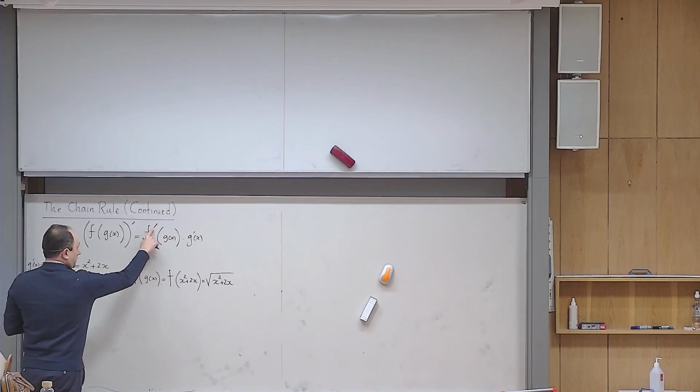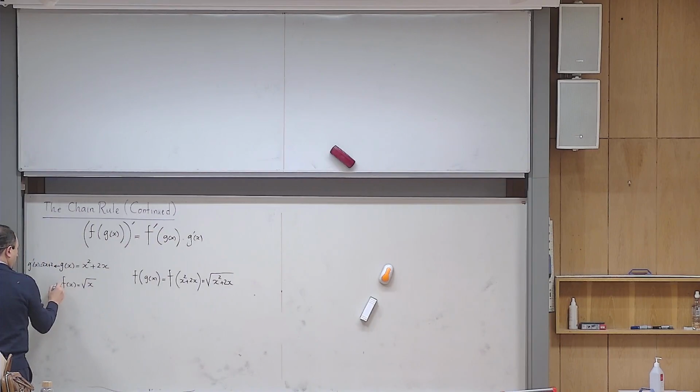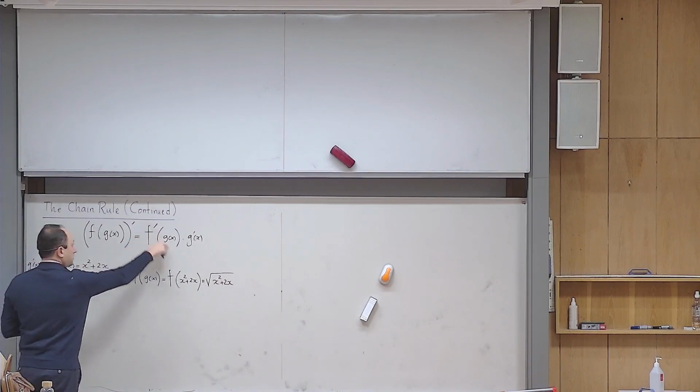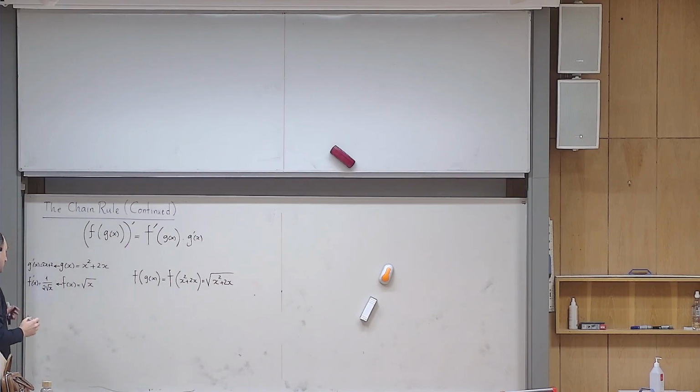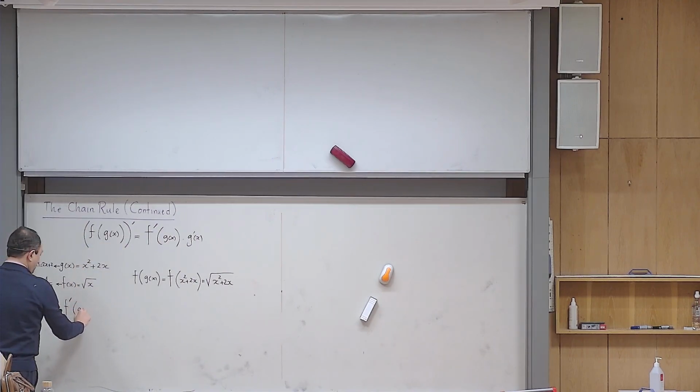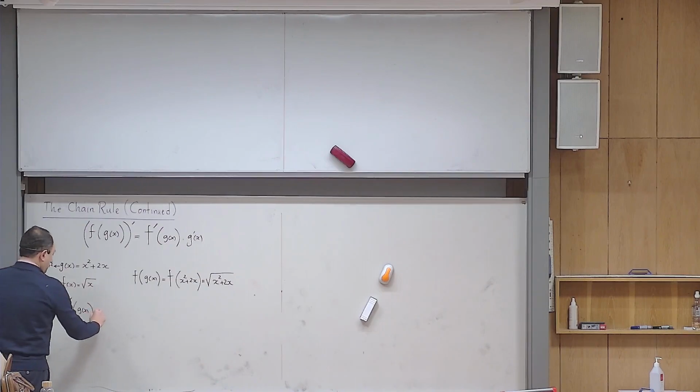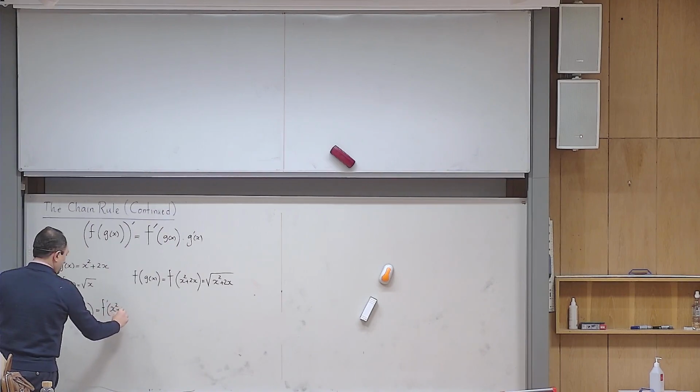Here, it is f prime. So somehow I need to calculate f prime. Hopefully you remember this: f prime of x is 1 over 2 square root of x. But the point is that this is not f prime of x, it's f prime of g of x. So when I calculate f prime where the input is x, I have to change the input of f prime to g of x. But what is g of x? G of x is x squared plus 2x. So this becomes f prime of x squared plus 2x.